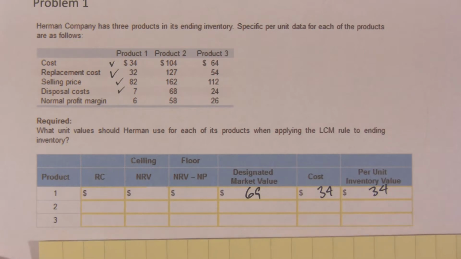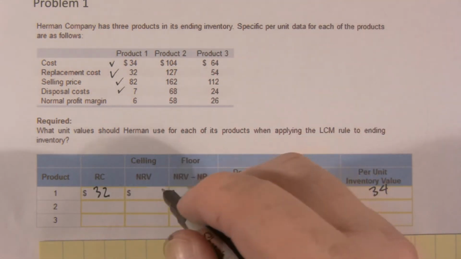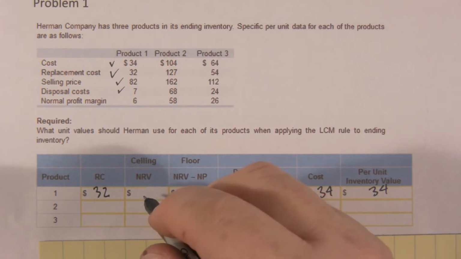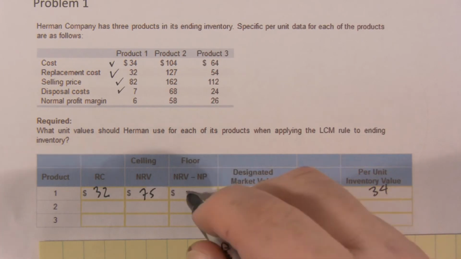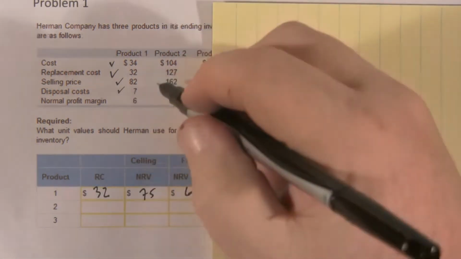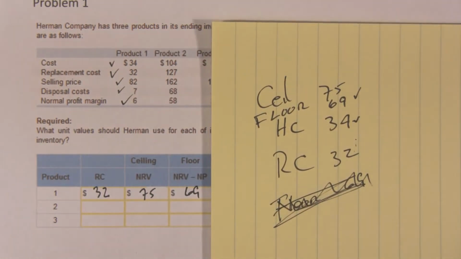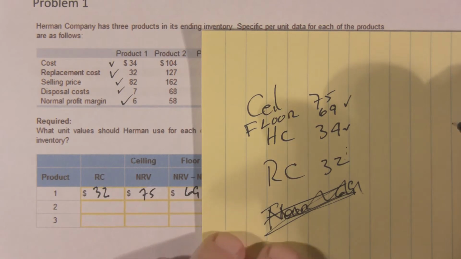And I'll fill in the replacement cost we said was 32, and the net realizable value with the ceiling was 75. And the floor was 69. So let's take a look at the next one. And this is product 2.